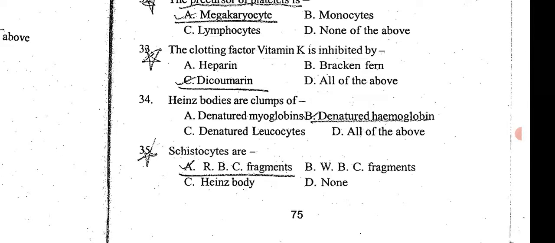Schistocytes are red blood cell fragments. Schistocytes are also red blood cell fragments. Till now we have three main anomalies of red blood cells: Howell-Jolly body, the nucleus having the remnant; Heinz body, having denatured hemoglobin; and schistocytes, the fragmented red blood cells or red blood cell fragments.